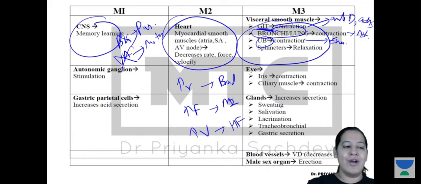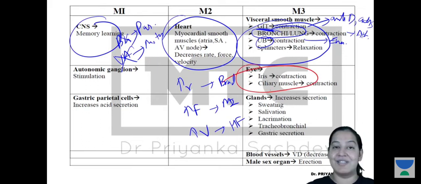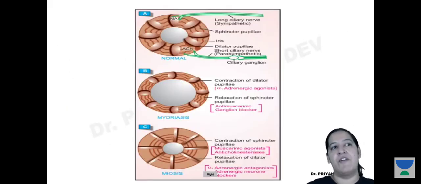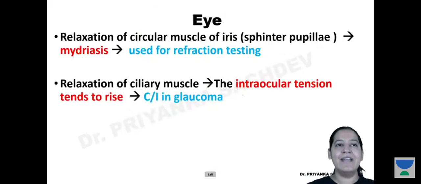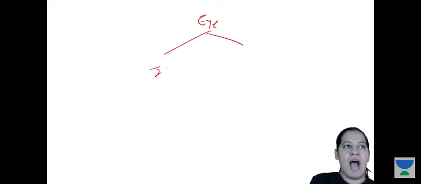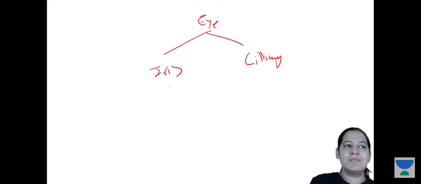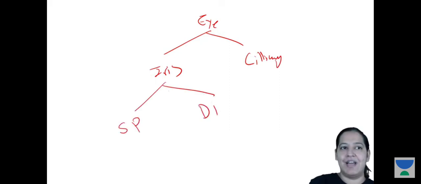Okay, so coming to the next organ, that is the eye. Eye is always the difficult portion here. Yesterday also I taught you the eye. In the eye, humans have two types of muscles: iris muscle and ciliary muscle. Iris muscles are of two types, that is sphincter pupillae and dilator pupillae.